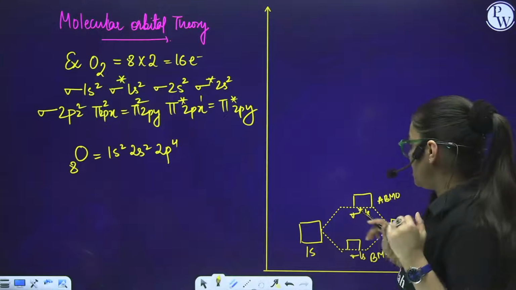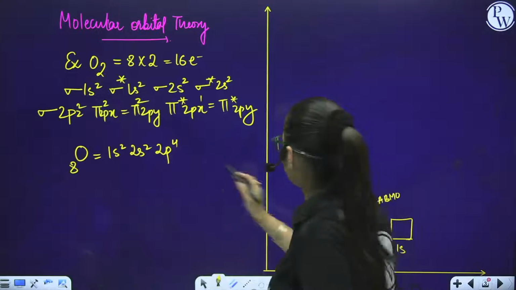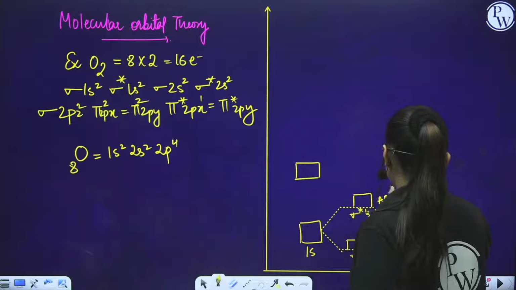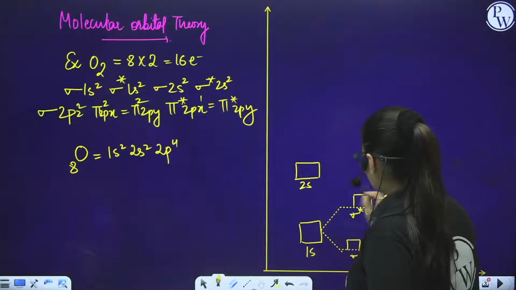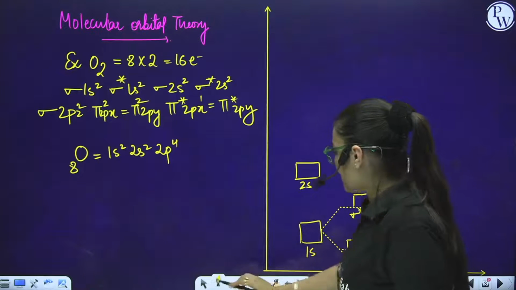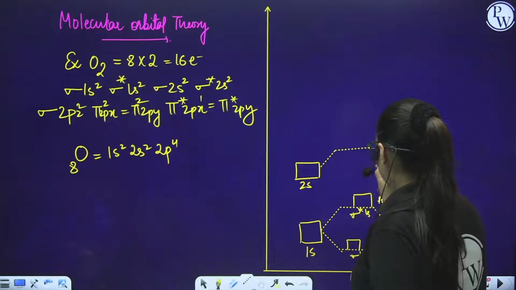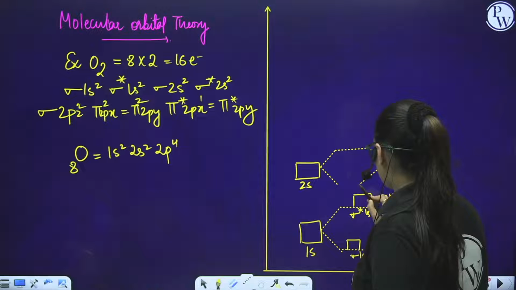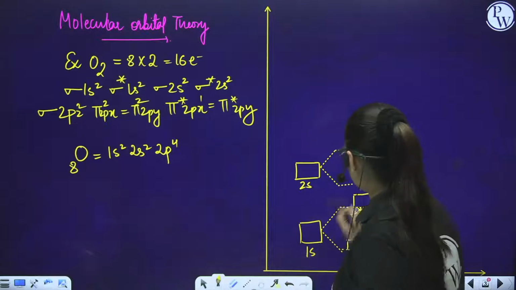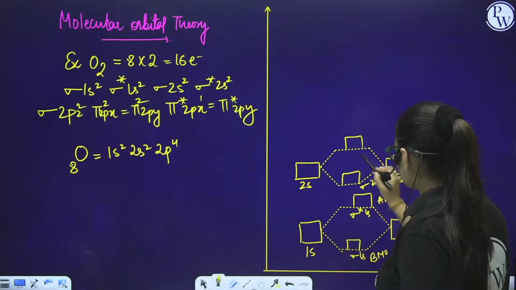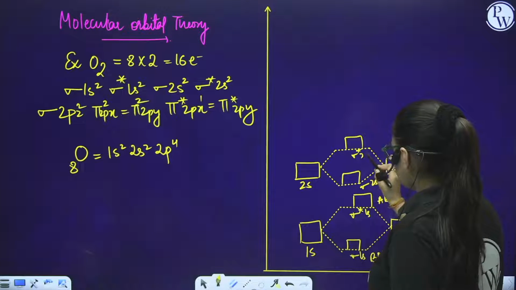Anti-bonding molecular orbital. Now moving on to the next one, we have 2s orbital of oxygen. We have another 2s orbital of oxygen. So when again two atomic orbitals combine with each other, they form two molecular orbitals, students. This is going to be sigma 2s and this is going to be sigma star 2s.